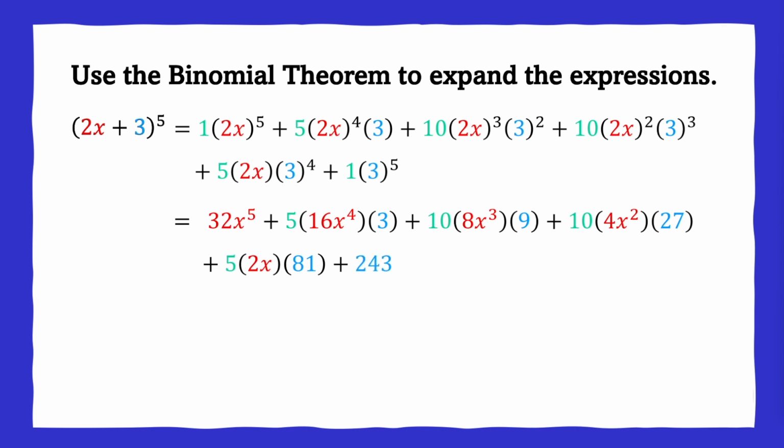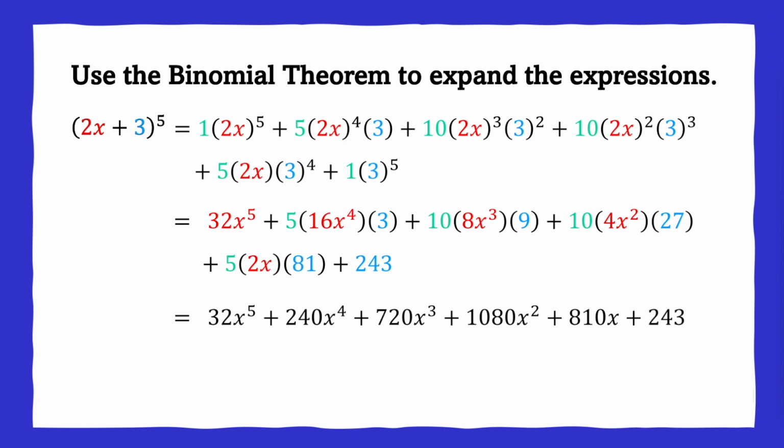Let's simplify it further by multiplying all the numerical factors. The first term remains 32x to the fifth power. The second term, 5 times 16 times 3 equals 240. The third term, 10 times 8 times 9 equals 720. The fourth term, 10 times 4 times 27 equals 1080. The fifth term, 5 times 2 times 81 equals 810. The sixth term remains 243. Therefore, this is the fully expanded and simplified expression.